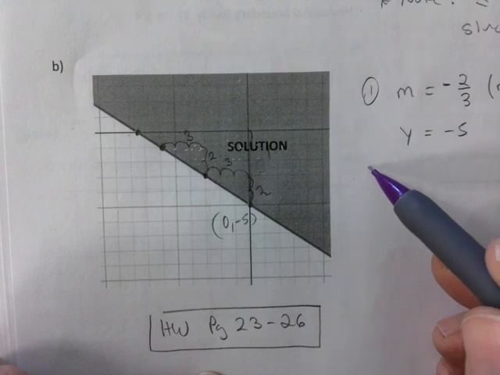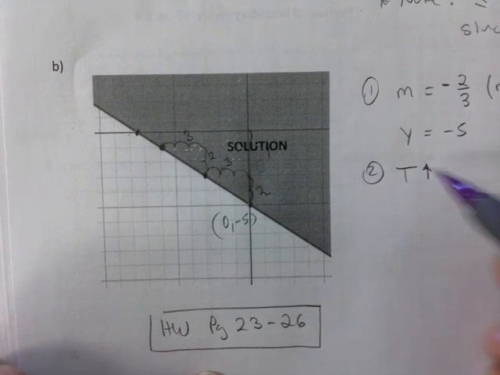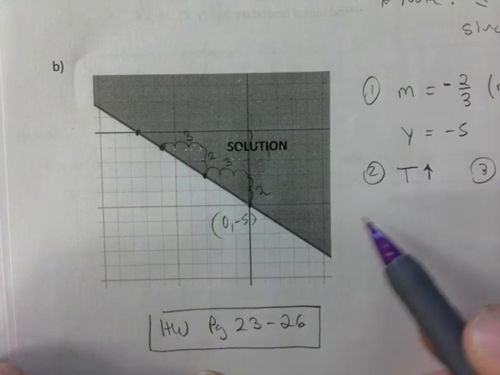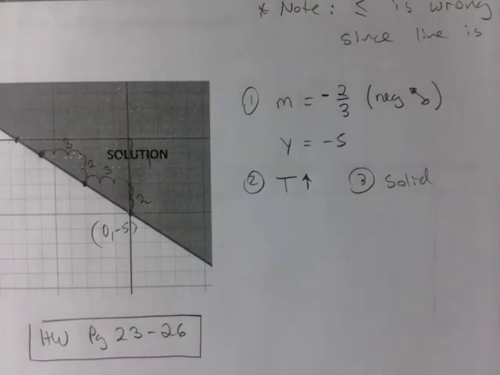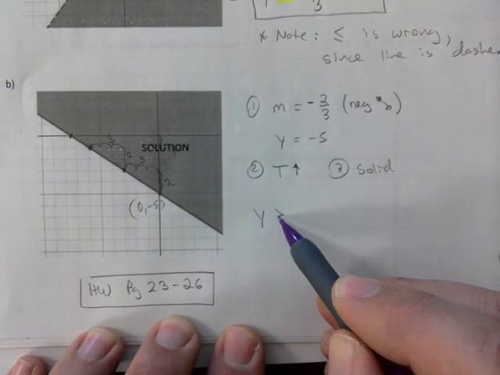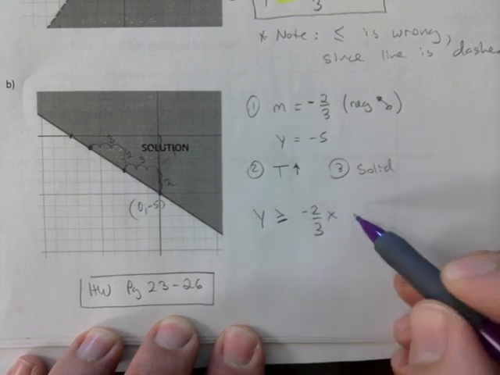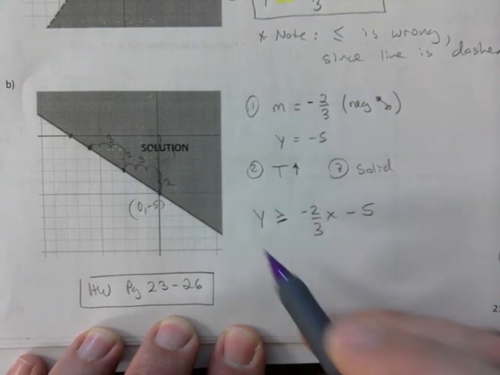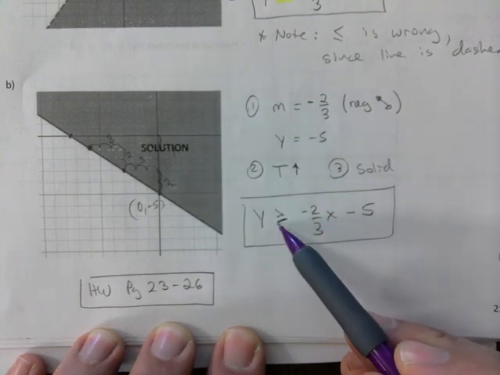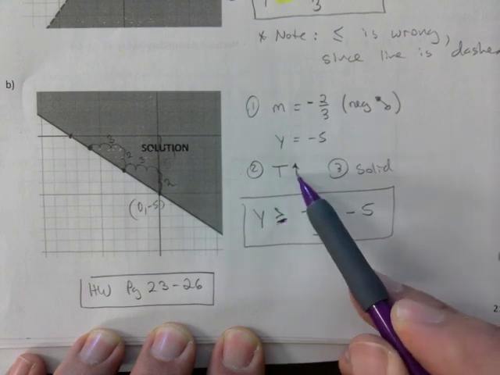So that's step 1. Step 2, the true region is above. Step 3, it's solid. And so you can't see that, can you? And now I'm going to write my inequality. y is greater than or equal to -2/3 x minus 5. Okay, negative slope, it's equal because it's solid, it's greater than because true is above.